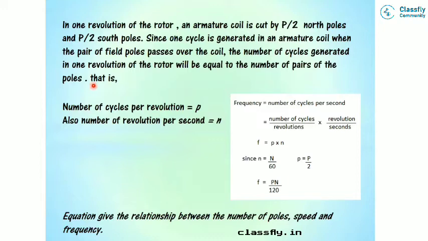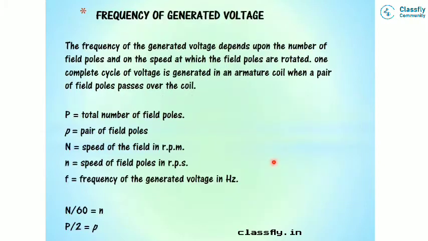So basically, it says that one cycle is generated in an armature coil. This one cycle which is generated in the armature coil will depend on the pair of field poles. So a pair of field poles means small p. So the number of cycles per revolution is equal to p. And similarly, the number of revolutions per second is equal to n. So we can say that frequency is equal to the number of cycles per second. So the number of cycles is small p and the revolutions per second is small n, and we know that small n is equal to N by 60, right? We have done this one.